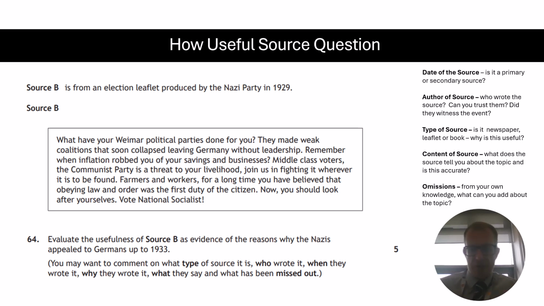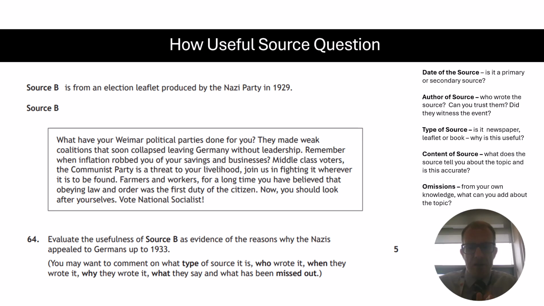If it's a primary source, 1929 is primary, during the time of the rise of the Nazi Party in Germany, and will give you accurate details. The source's content: give an example of the source, what it tells you about the topic, and that's correct and matches what you know. And then add an example of knowledge that is not mentioned in the source.